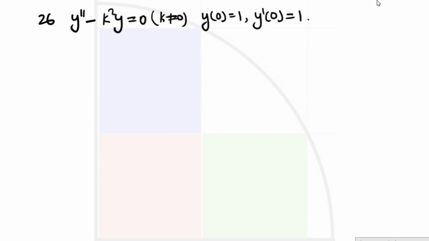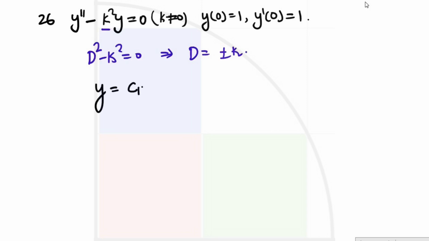Question number 26. Question number 26 is simple. The only thing is that they have given one extra unknown here, which is k. We will leave k as it is. Our auxiliary equation will become d square minus k square is equal to 0, which means d will be plus minus k, and our general solution with unknown constants will be c1 e to the power kx plus c2 e to the power minus kx.